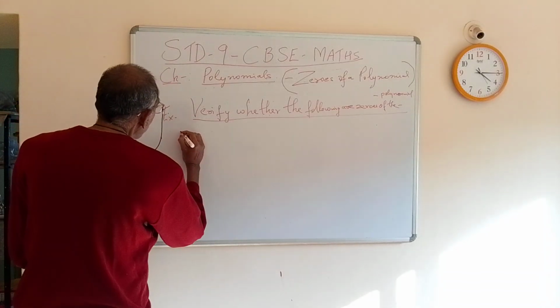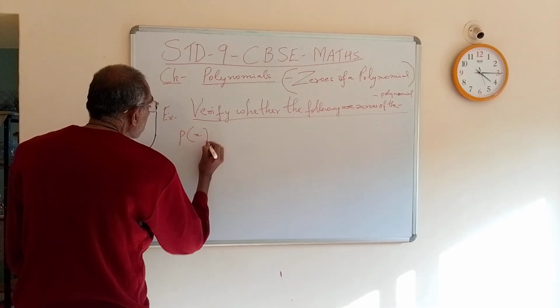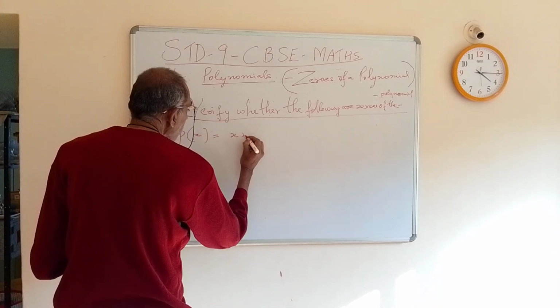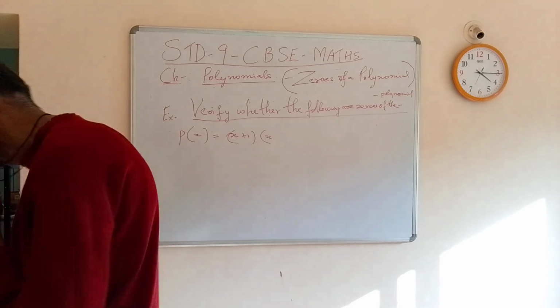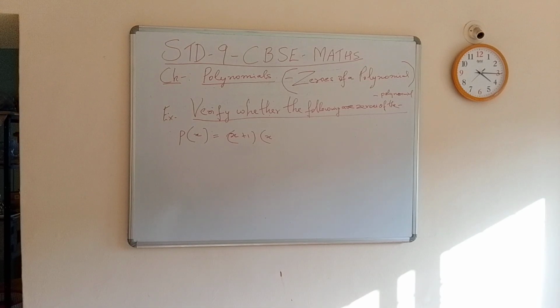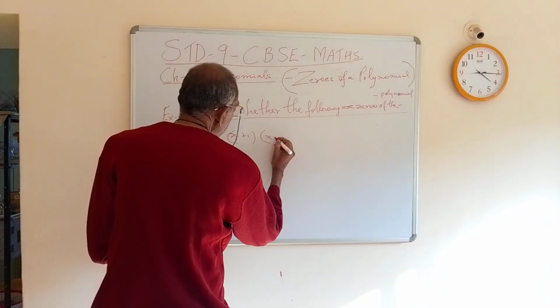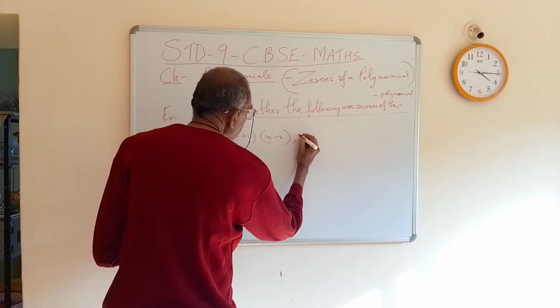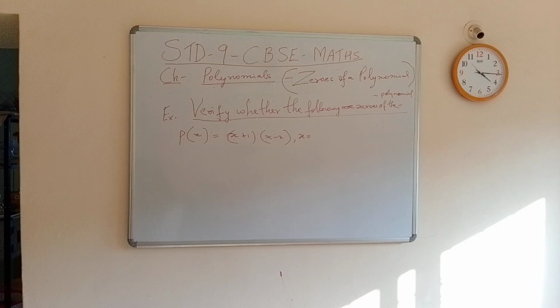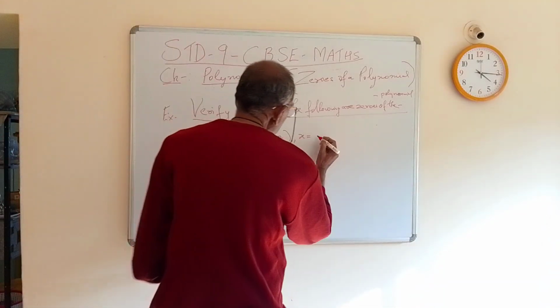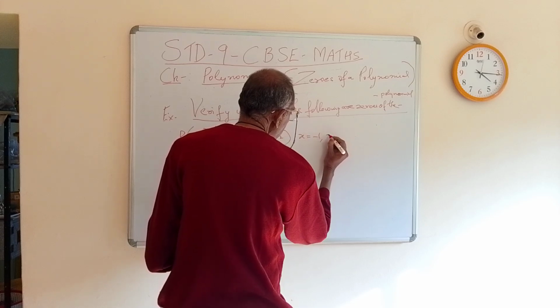Then next is p(x) is equal to x plus 1 and x minus 2, where the value of x is taken as... So two values have been given for x. First value is given as -1 and second value is 2.